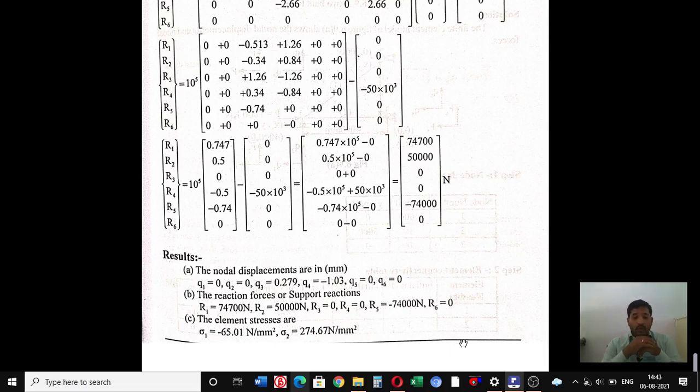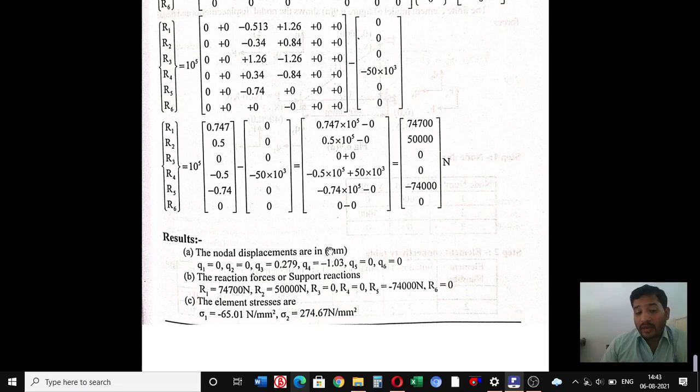And after that, second one we have to represent here the reaction force or support reaction. We can say that R1 value already we found, R2, R3, R4, R5, R6 we have to represent. After that, from the elemental stiffness matrix we got sigma 1 is equal to minus 65.01 Newton per mm square, and sigma 2 is 274.67 Newton per mm square.